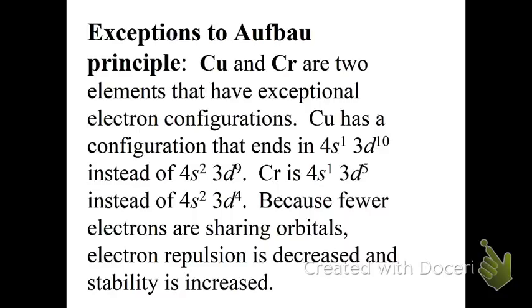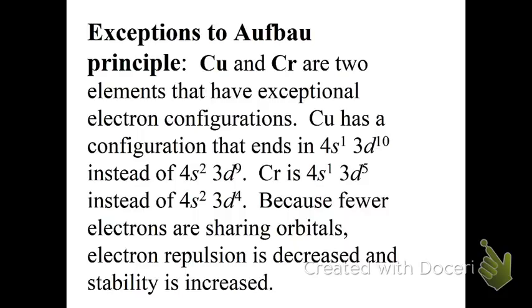Chromium and copper in period 4 are exceptions. In period 5, molybdenum and silver are exceptions, and gold is also an exception. Actually, tungsten, you would think that it is, but it is not. It's not listed as one of the exceptions.